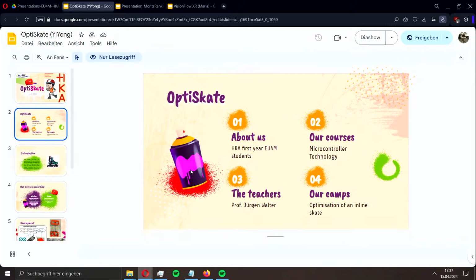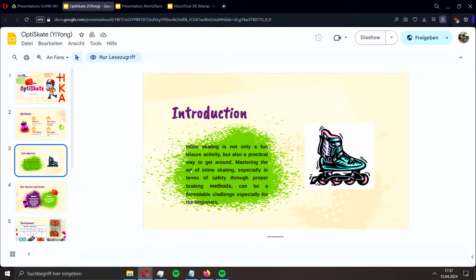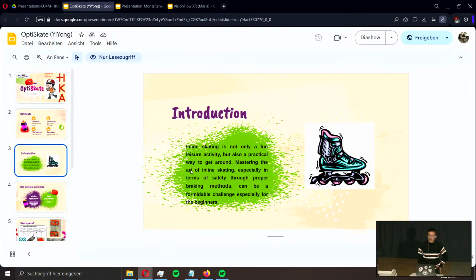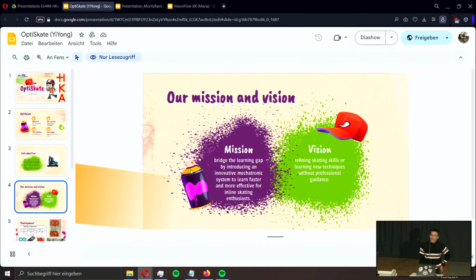As we know, inline skate learning is a difficult learning path, which requires us, especially for the beginner, to learn by trials and error. Maybe they fall down and stand up, have to do it more times. So in this project, we are aiming to introduce our mechatronic system in the inline skate to provide a more scientific and effective way for them to learn without professional guidance.